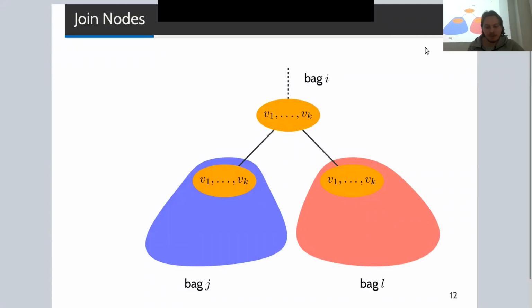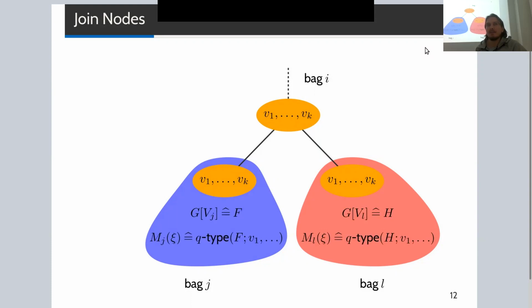So the join operation looks like this. We have our bag I, and since it's a nice decomposition, we have bags J and L below that contain the same variables and that contain the same vertices inside the bag.